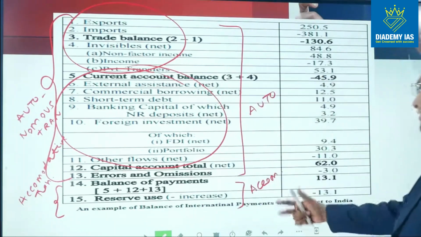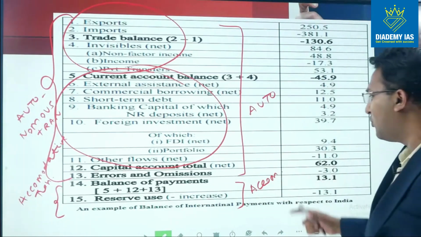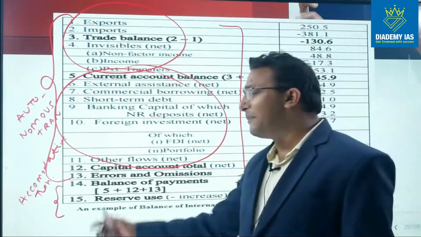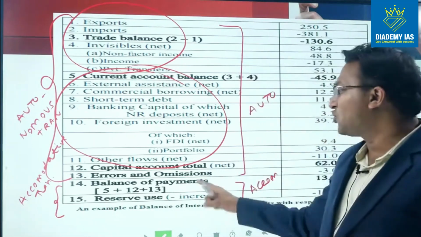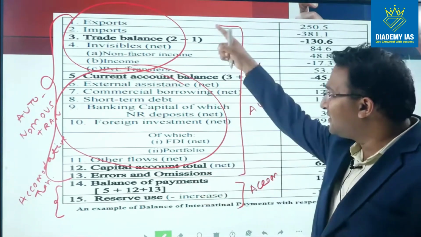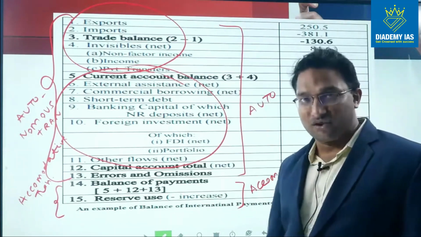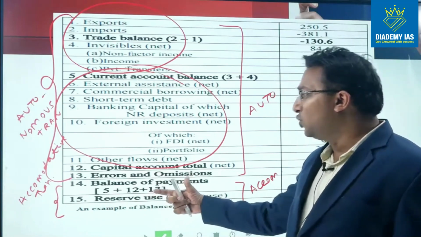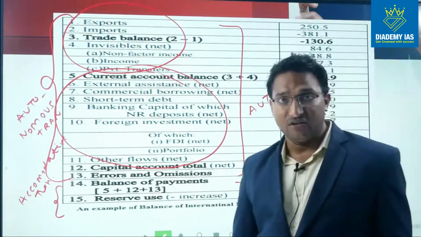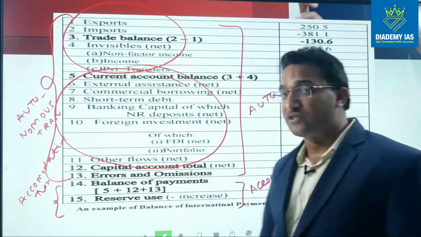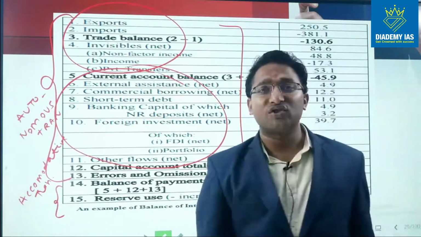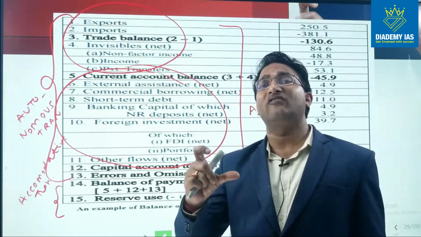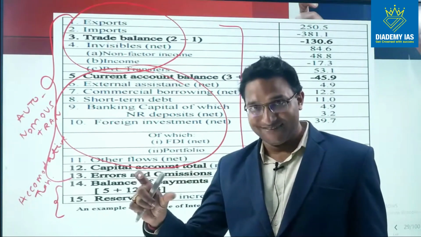Now coming to the accommodative transaction. The purpose of the accommodative transaction is to restore the balance of payment deficit. If the balance of payment comes into deficit as a result of all these autonomous transactions, then this reserve will be used to restore the balance of payment deficit, to nullify it. So the purpose of the accommodative transaction is not profit maximization, rather to bring the balance of payment deficit into equilibrium, right?